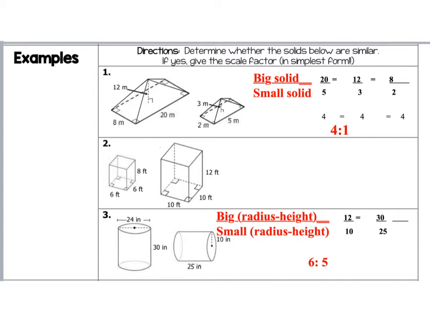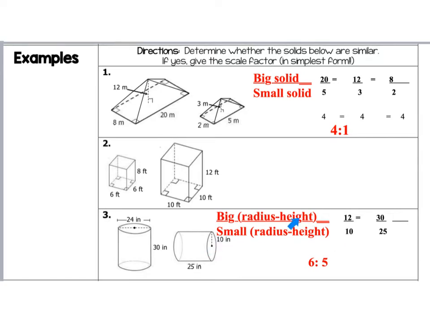Let's take a look at number 3. Be careful with these shapes because even though one is laying down and one is standing upright, you still have to compare big to small, radius height to radius height, even if it's laying down. So let's look at the big one. The radius height here is 24, but the radius is 12. So we put 12 at the top. On a small figure, the radius is going to be 10, so we put 10 at the bottom.